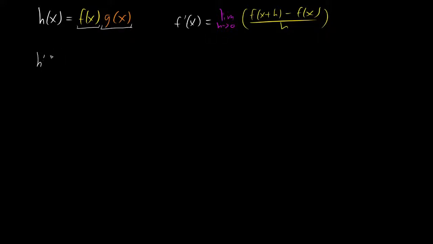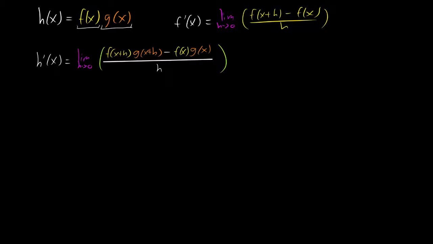So h prime of x is equal to the limit as h approaches 0 of f of x plus h times g of x plus h minus f of x times g of x, all this over h. Now we're going to add a few terms to this. It might look a bit strange at first, but you're going to have to bear with me a bit here.